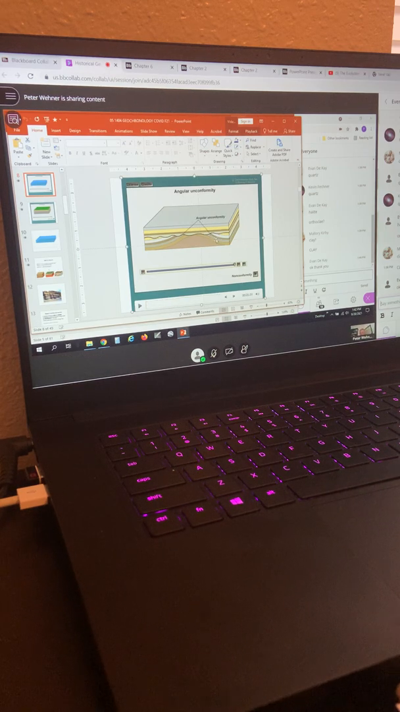Angular is usually the easiest to identify because it's only between said rock layers, but the said rocks are oriented in different ways.